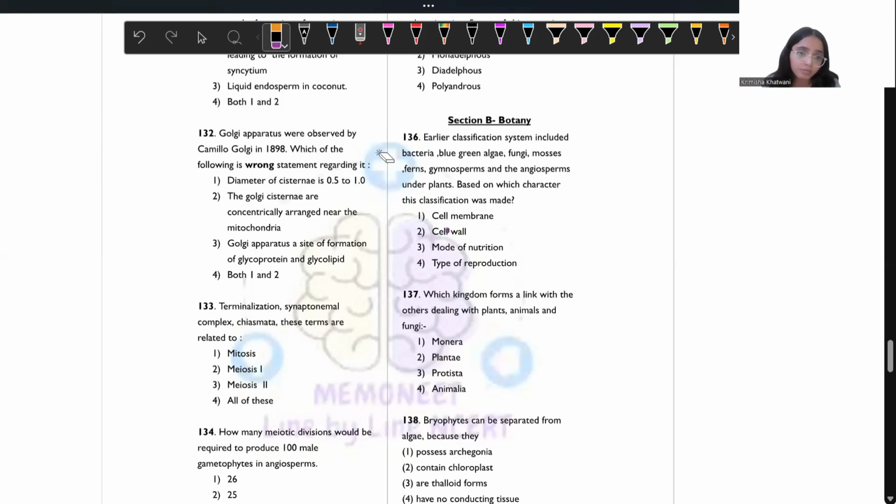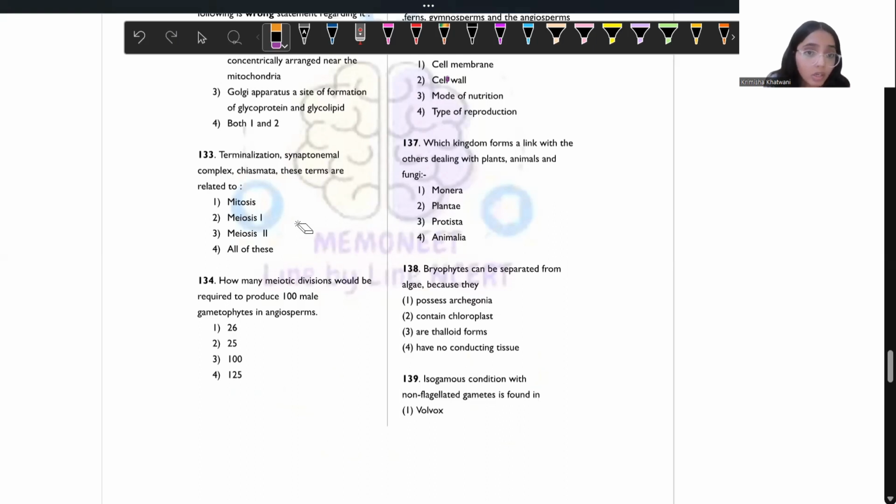Next is terminalization, synaptonemal complex, chiasmata. These terms are related to meiosis 1. All these things happen in meiosis 1 only. It's very simple.